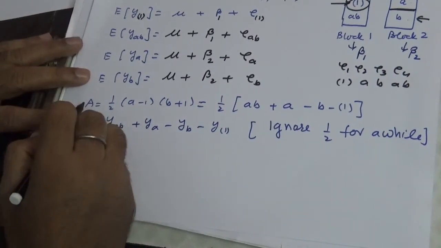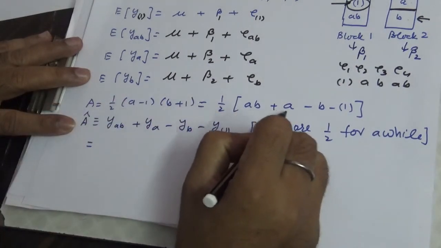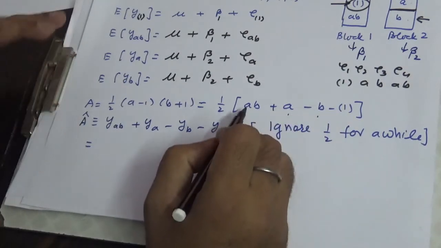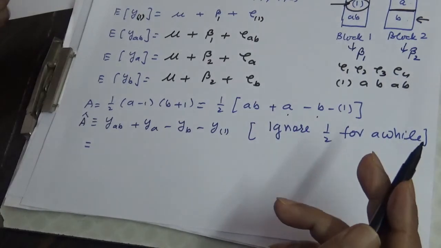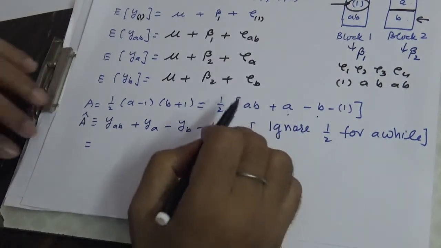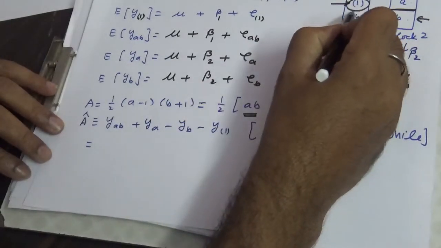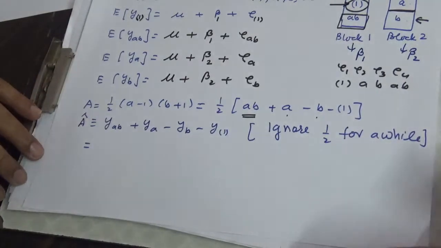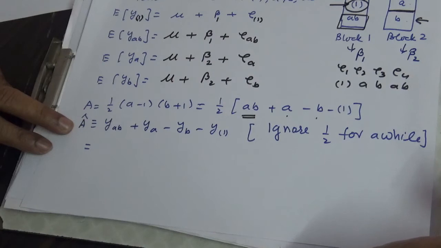So now you can recall that A was given as 1 upon 2 AB plus A minus B minus 1. So what are these things? These are the values of the yield or values of the response variable corresponding to this treatment combination. So what is this here AB? AB means when I am trying to give here AB in this particular plot, then whatever is the response from this plot, that is going to be denoted by YAB.